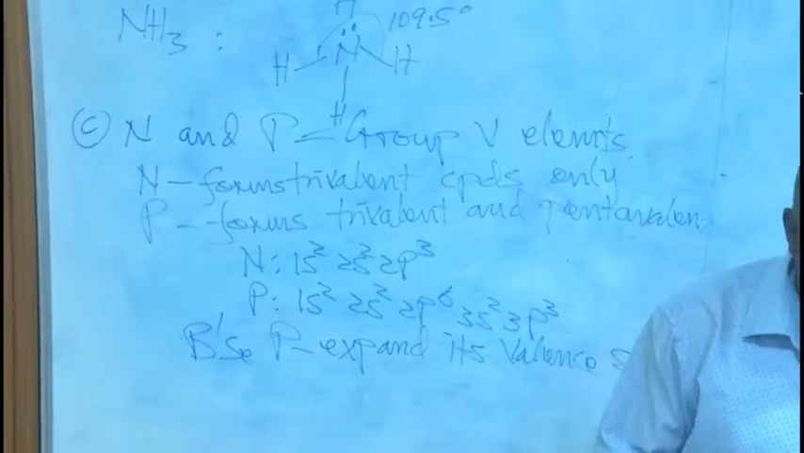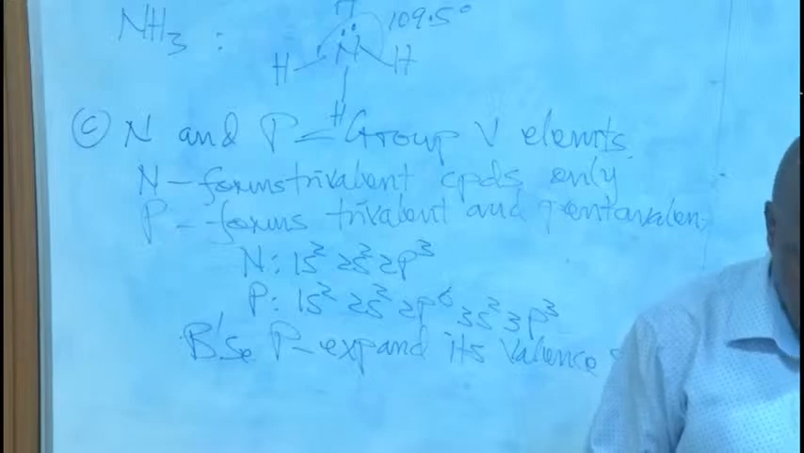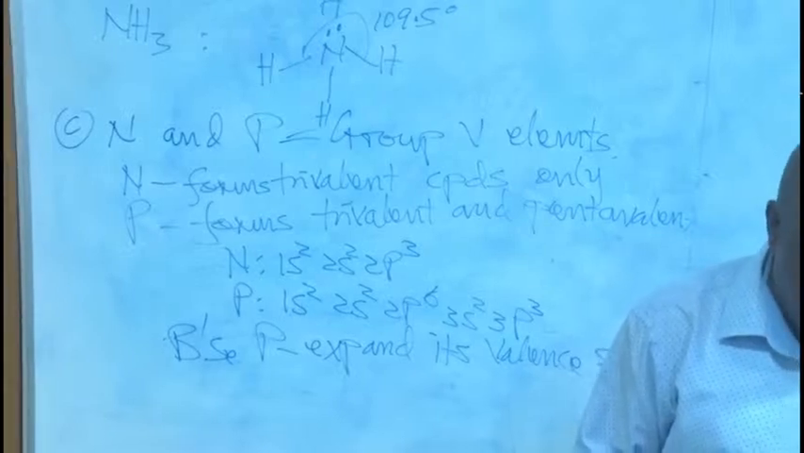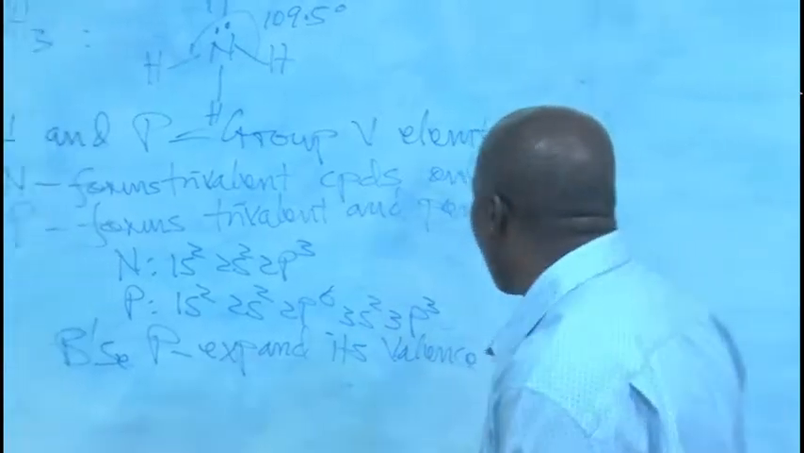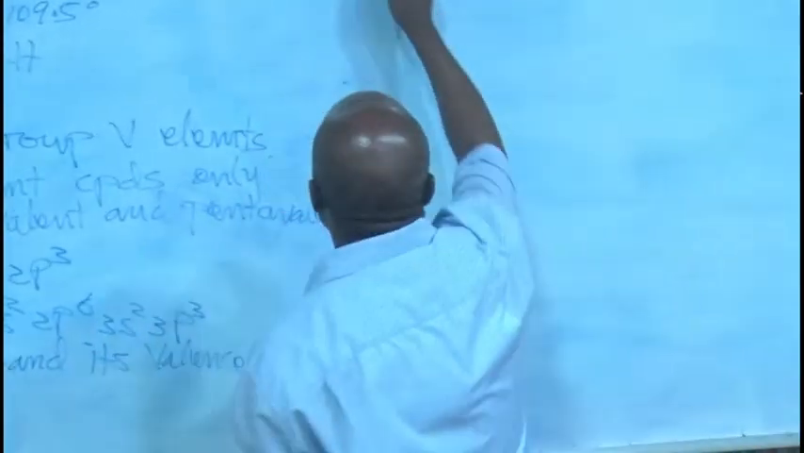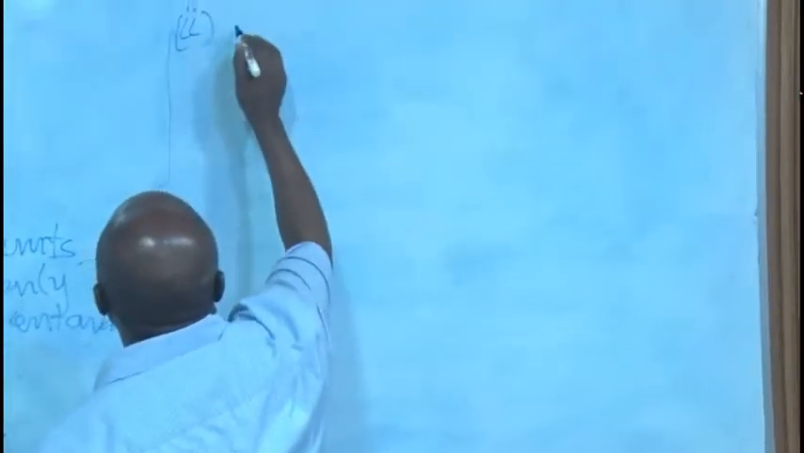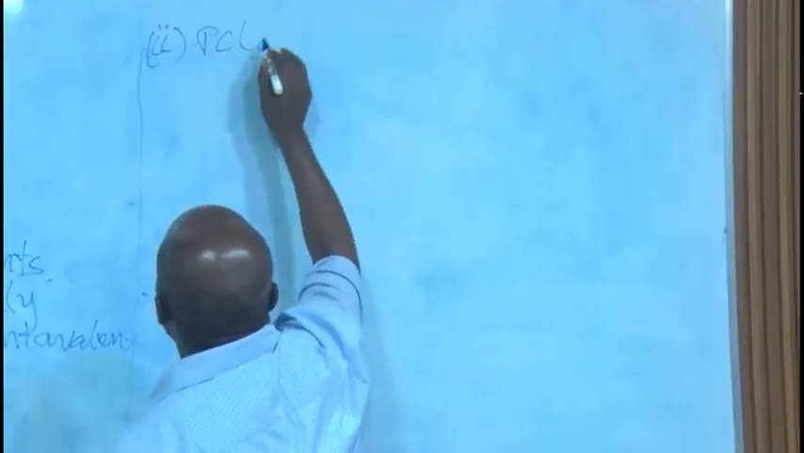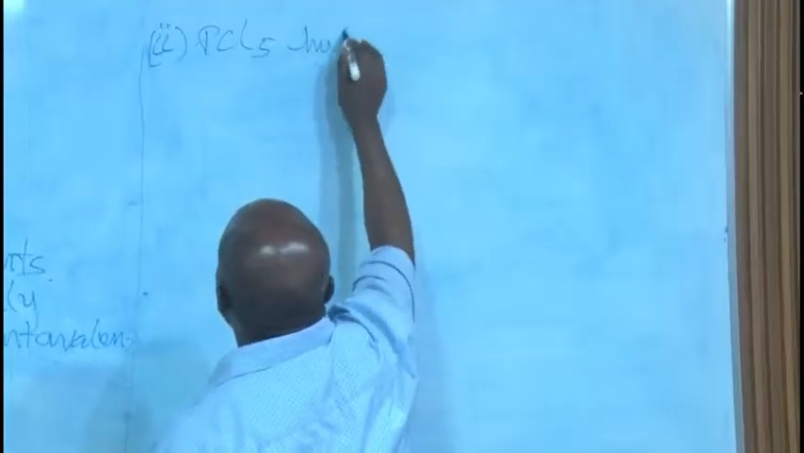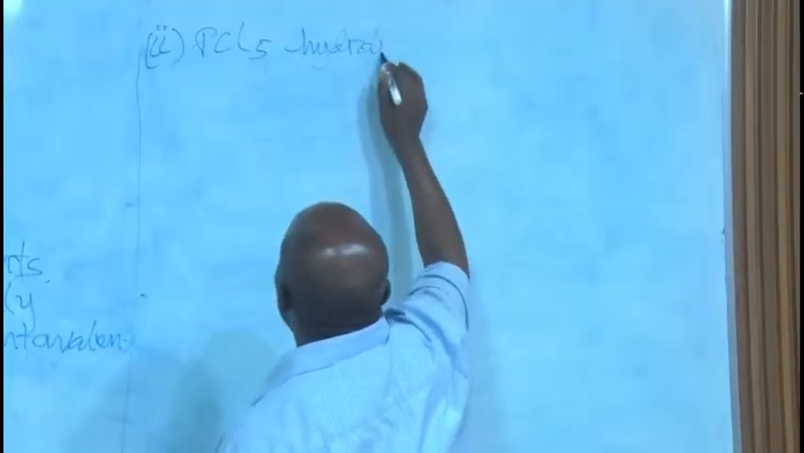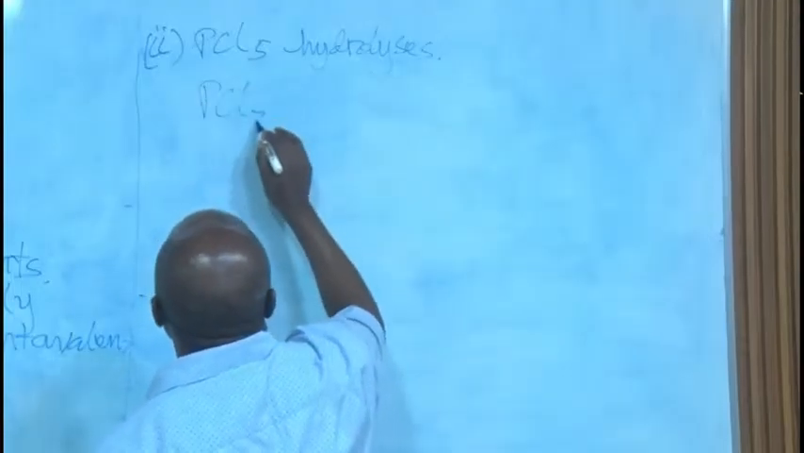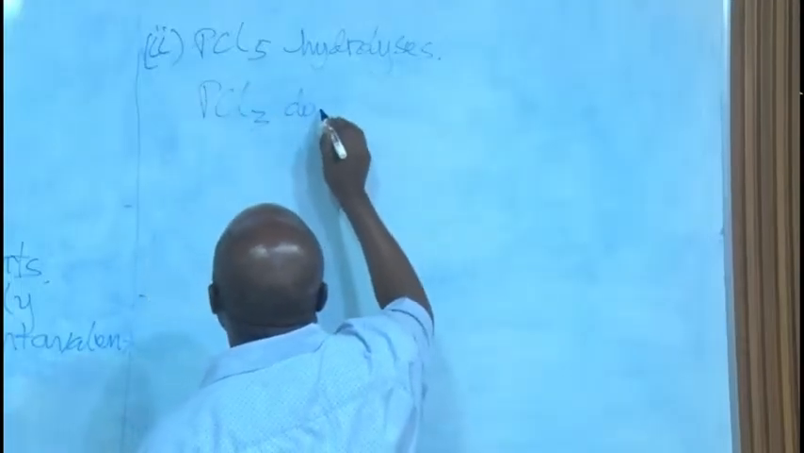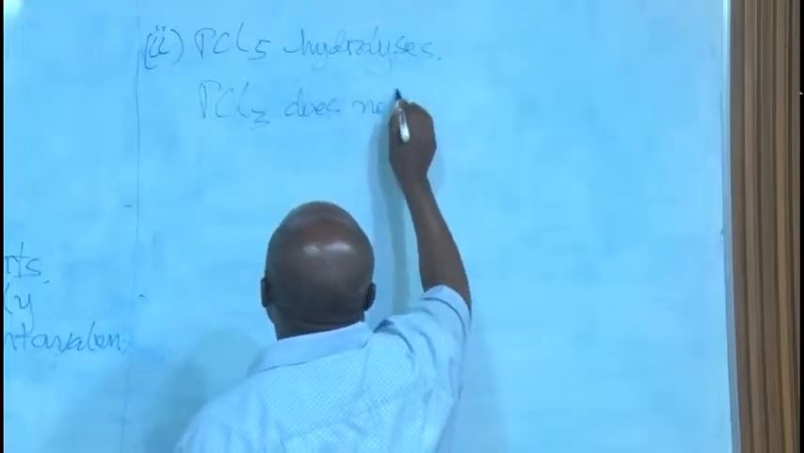Question number 2C Roman 2. Phosphorus pentachloride hydrolyzes while phosphorus trichloride does not. Phosphorus pentachloride hydrolyzes means it reacts with water, while phosphorus trichloride does not hydrolyze.